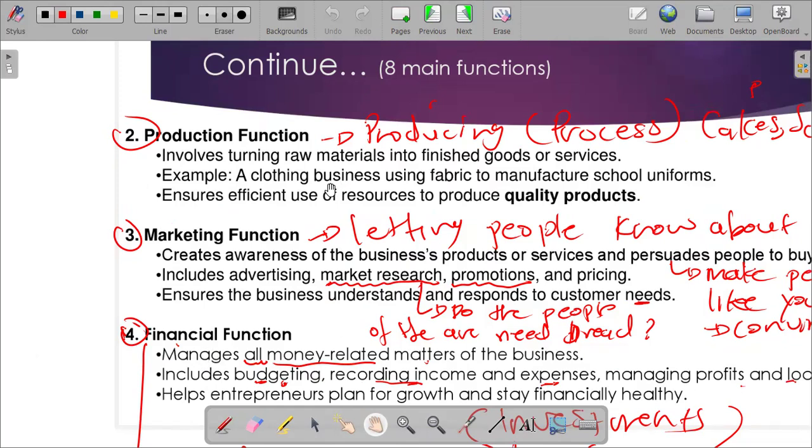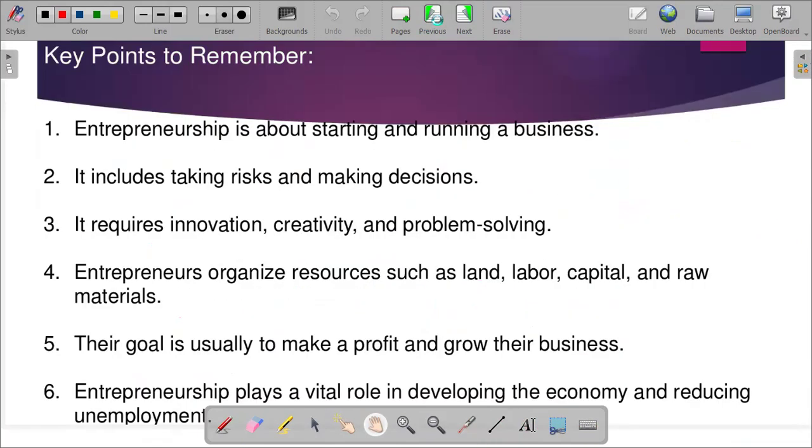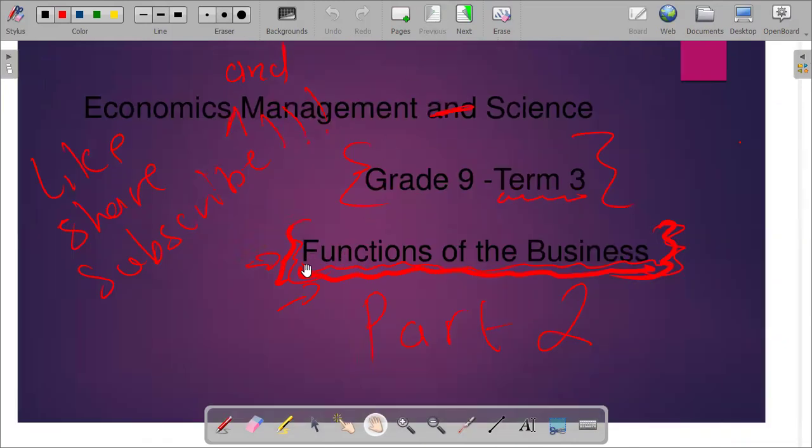So come back again for part 3 so that we can discuss all these business functions so that you can be well prepared for your September tests and exams.